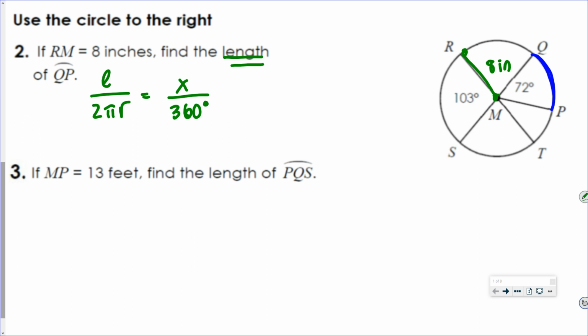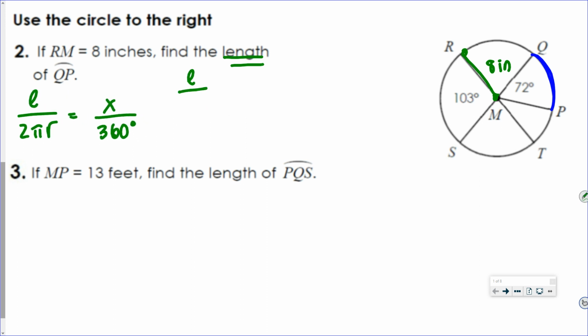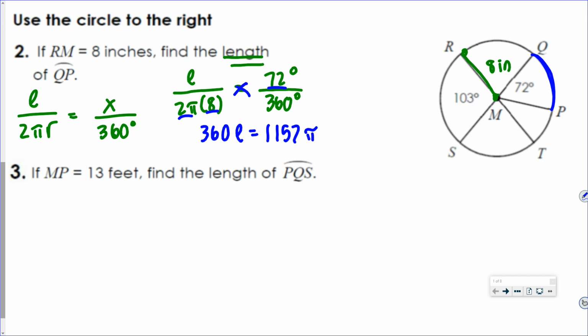Good. So we need to find the arc length. And we know the radius is 8. And we know the angle formed by that arc is 72 degrees. That's how you would set up that proportion. We're trying to find QP. Okay, to solve this, you cross multiply. So we would do 360L. A really easy way I taught you to multiply this, so just do 72 times 8 times 2, which is 1,152, and then use pi, just like that.